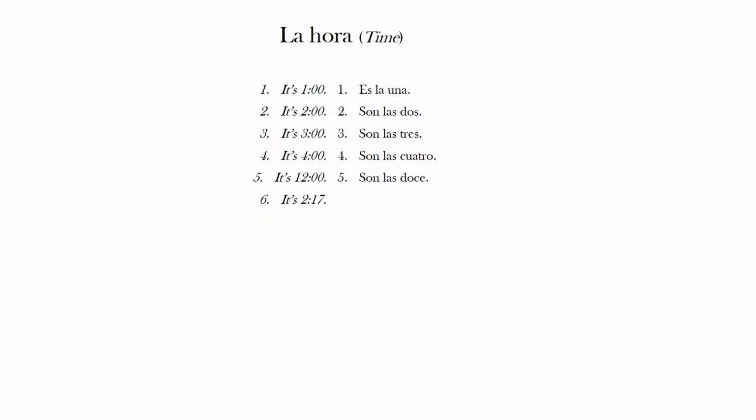Now, when you have minutes, so it's 2:17, you're going to start off like it's 2, son las dos. But you're going to say, son las dos y, and then the minutes, in this case, 17. So you're saying y for and, like it's 2 and 17. Son las dos y 17.